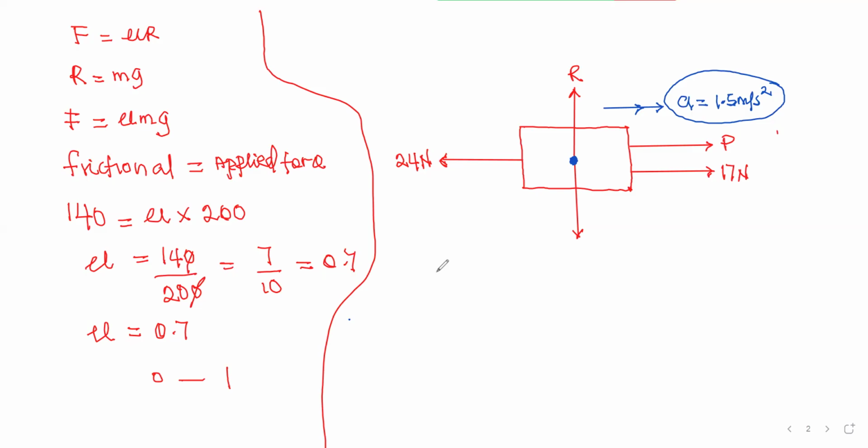Okay. Now look at the direction of the acceleration. The acceleration of the body acts due east. Meaning that the total forces acting due east must be greater than total forces acting due west, because the body accelerates in a direction due east.